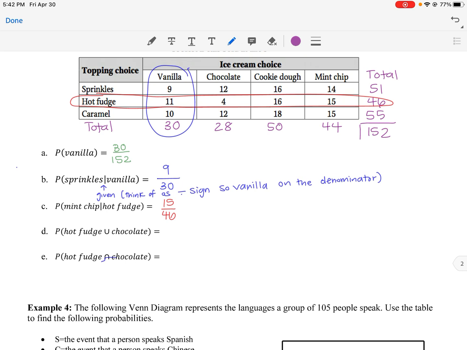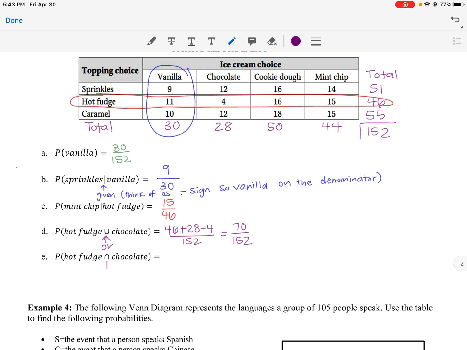When I look at something like this next one, hot fudge union, which is or, chocolate. Remember that's the one where you have to look at both. We're looking at hot fudge, which is 46, and we've got chocolate, which is 28. Remember, you got to subtract the overlap, all over the total. So 46 plus 28 minus 4 is 70 out of 152.